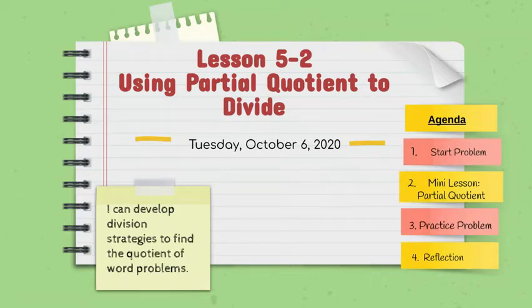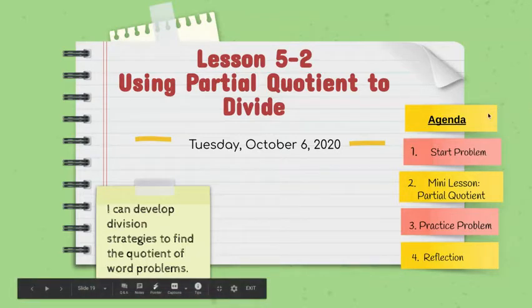Today we are going to be focusing on using partial quotient to divide as a strategy. I'm going to model two different ways that are partial quotient that can be used for you to divide. So our learning target stays the same as yesterday. I can develop division strategies to find the quotient of word problems. Remember, quotient is a fancy word for the answer to a division problem.